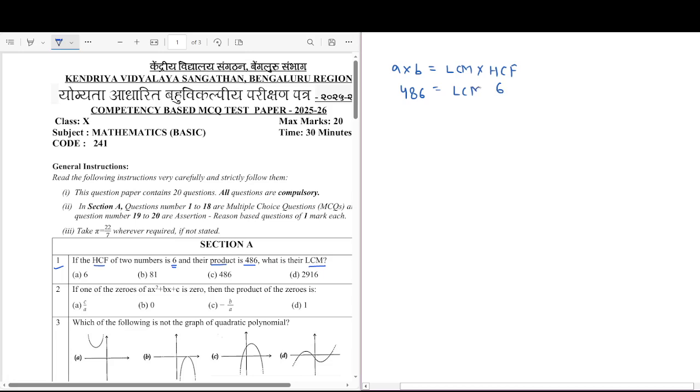So it is nothing but a linear equation in one variable. We can see that LCM is equal to 486 divided by 6. So we are getting 81. We can see here that the correct option is option B.